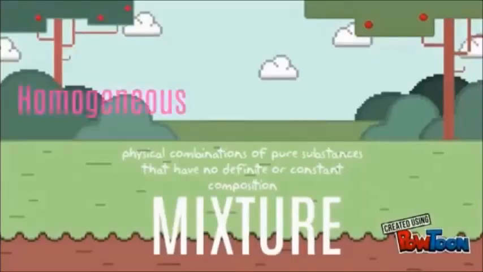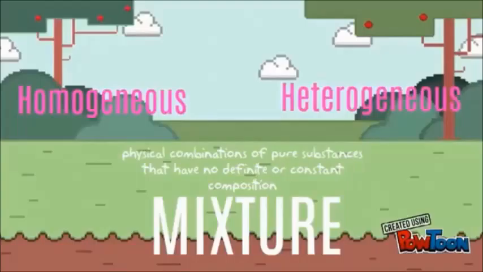Mixtures can either be homogeneous or heterogeneous. A homogeneous mixture, sometimes called a solution, is relatively uniform in composition. Every portion of the mixture is like every other portion. For example, if you dissolve sugar in water and mix it very well, your mixture is basically the same no matter where you sample it.